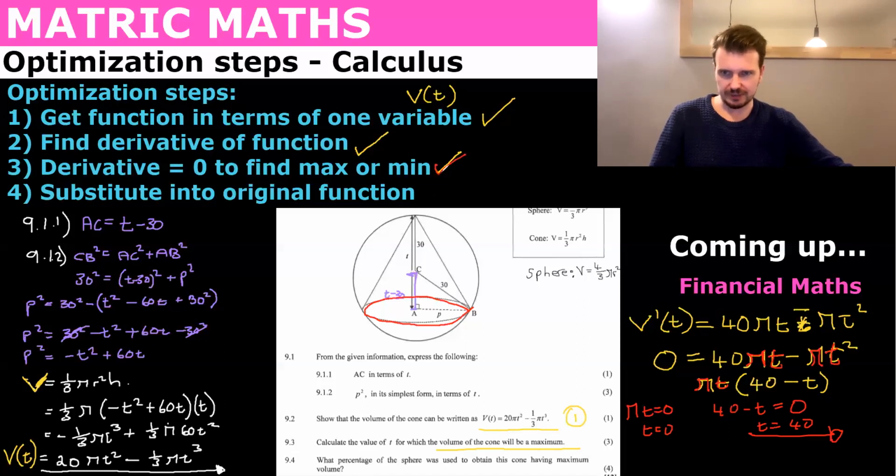Okay, so that's done. Substituting into the original function was our step 4 in order to find the max. Well, do we need to do it? No. They said find what percentage of the sphere was used to obtain the cone having a maximum volume.